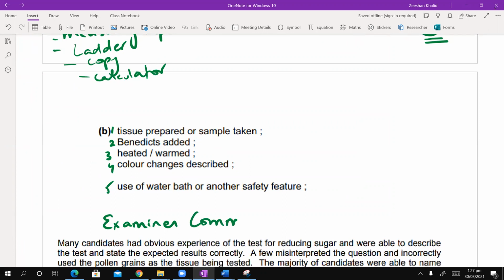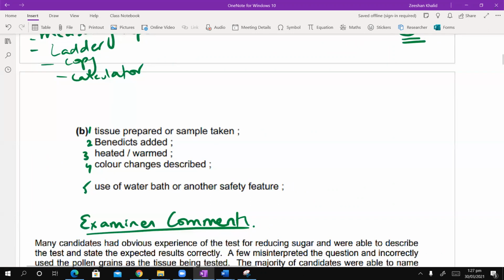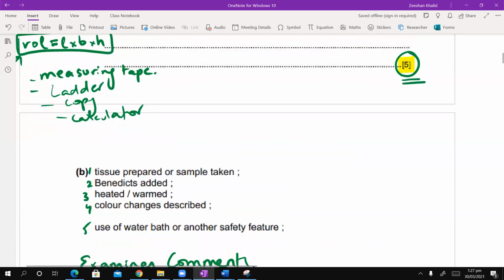Let's see what the mark schemes have to say. So the first thing is tissue is prepared or sample is taken. आप उसको लेंगे, और सैंपल को प्रिपेयर करेंगे. Okay, that's the first mark. And then you add Benedict solution and then you heat it. Of course, यहाँ पे आप practical details जरूर mention करें कि you will do that with a water bath.